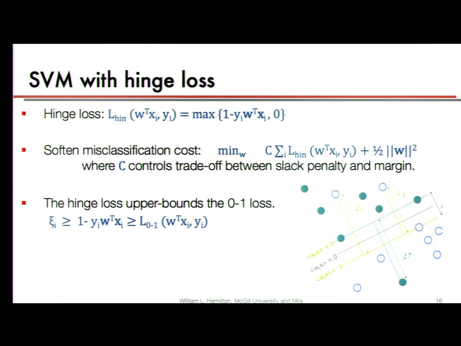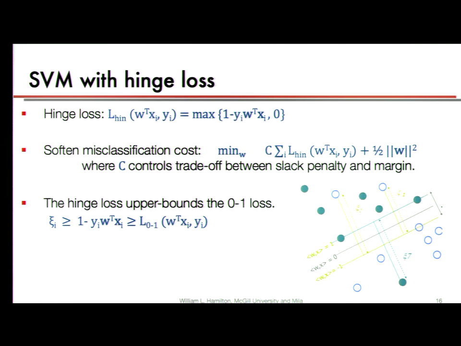And then we have this C function here, which basically trades off between how much we're willing to tolerate misclassifications versus how much we care about maximizing our margin. So again, if C here was 0, we would go back to just maximizing our margin. If C here is really large, this hinge loss term is going to dominate our optimization. And the important thing here is this hinge loss upper bounds this 0, 1 loss. So it's a sensible replacement for this 0, 1 loss.